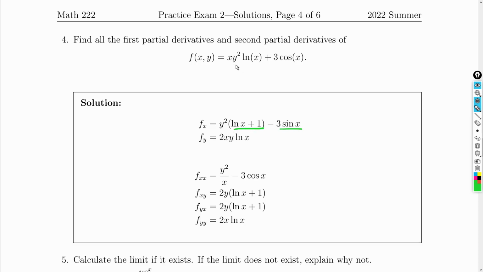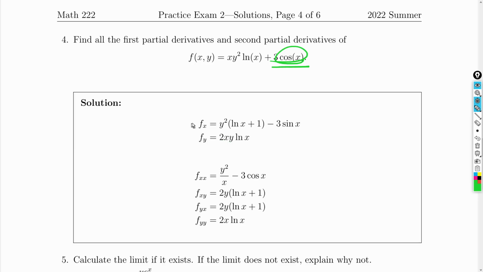Now for the derivative with respect to y, we have kind of the reverse situation. These two functions of x are treated as constants with respect to the y derivative. So the only thing we take the derivative of is the y squared, giving us a 2y. Then I insert the x and ln x. And then this term goes to 0 because this whole thing is a constant with respect to differentiation by y.